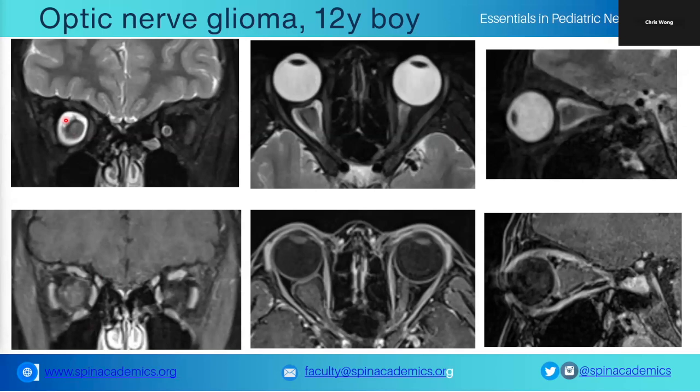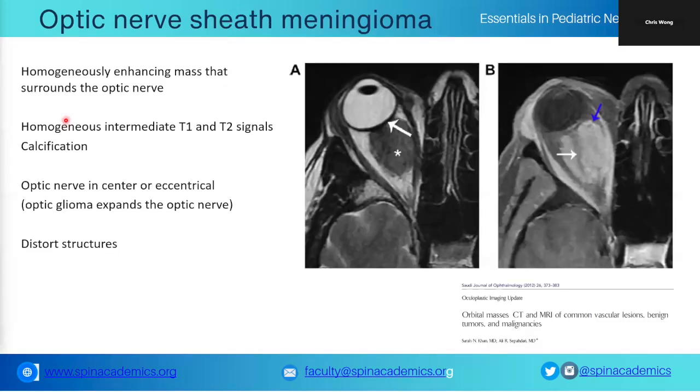Important differential diagnosis for optic nerve glioma is the optic nerve sheath meningioma. Optic nerve sheath meningioma is a homogeneously enhancing mass that surrounds the optic nerve. So this is the enhancing mass, and this is the optic nerve. It is homogeneously intermediate signal on T1 and T2 weighted sequences, and it shows calcifications occasionally. The optic nerve can be at the center of the mass or can be eccentrically located.